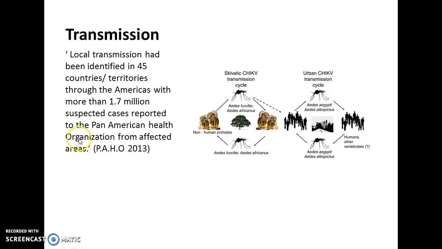Local transmission has been identified in 45 countries or territories throughout the Americas, with more than 1.7 million suspected cases reported to the Pan American Health Organization from the affected areas. Actually, the Chikungunya virus is a personal topic for me because I was also infected in 2013. So here's a picture showing how the spread of disease occurred.